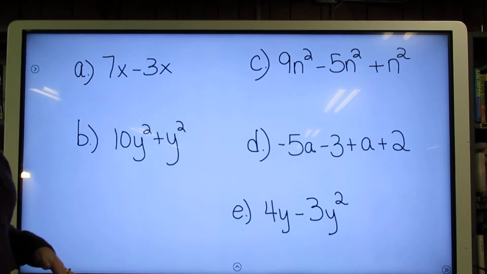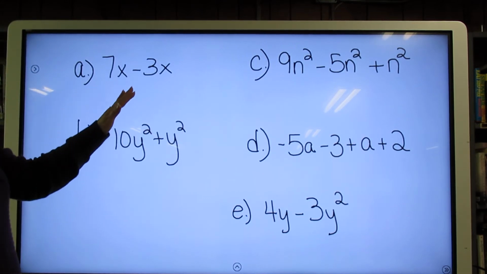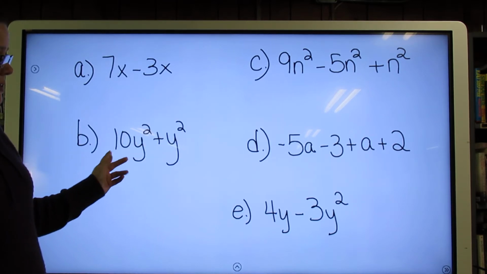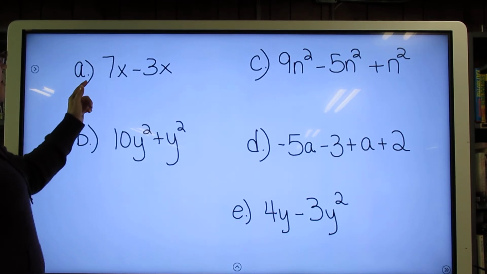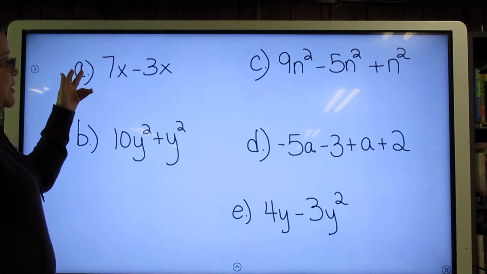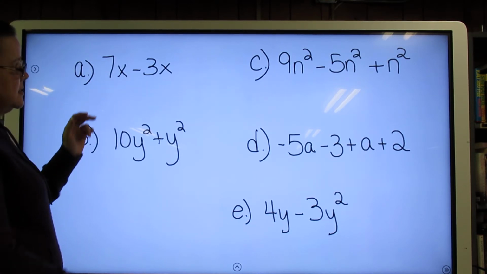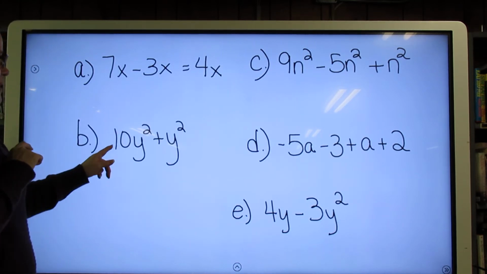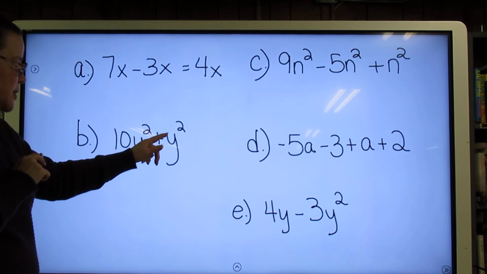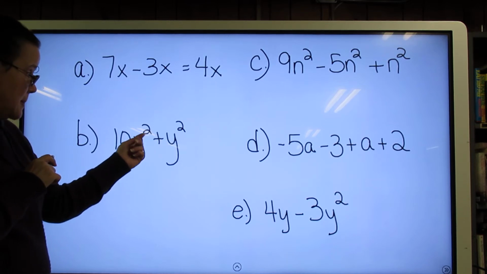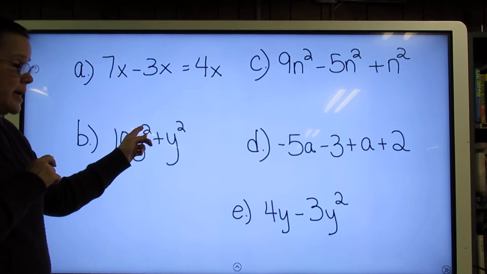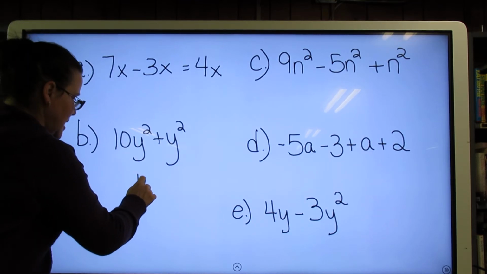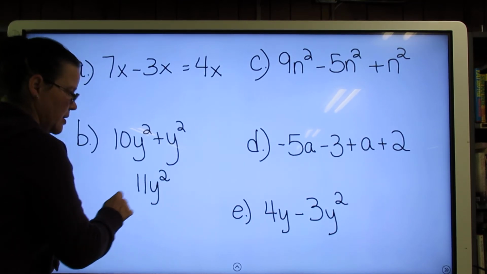So you would take a moment, pause it, write these problems out on a piece of paper and see if you can simplify the following problems. As we begin, we have 7x minus 3x. Well, that's 4x. We have 10y squared plus y squared. They match. They both have the same variable with the raised exponent, and 10 plus 1 is 11, so it would be 11y squared.